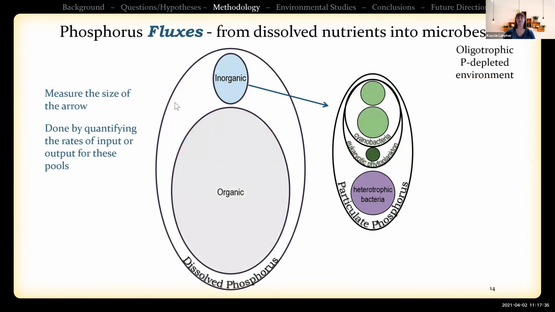So now I've talked about how we're going to measure the different pools of phosphorus, and within the particulate phosphorus pool, the ATP. But we're also interested in the rates of change, so the movement of these different pools. That is, phosphorus fluxes from dissolved nutrients into microbes. Dissolved inorganic phosphate uptake is the most common way that all microbes take up phosphorus. So we want to measure the size of this arrow, and that can be done by quantifying the rates of change, but that requires a time component. So what we do is we use radiolabeled phosphate, adding something like a dye tracer to this inorganic phosphorus, and then we can trace it going into microbes.